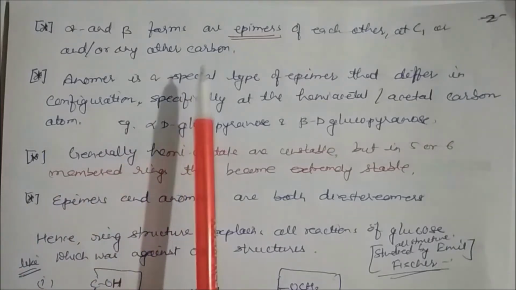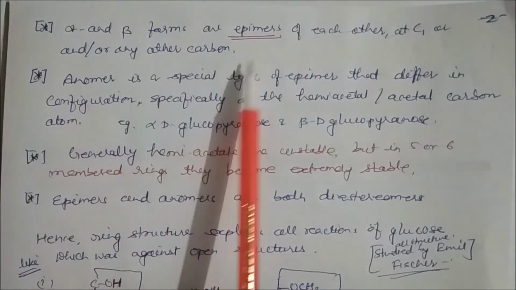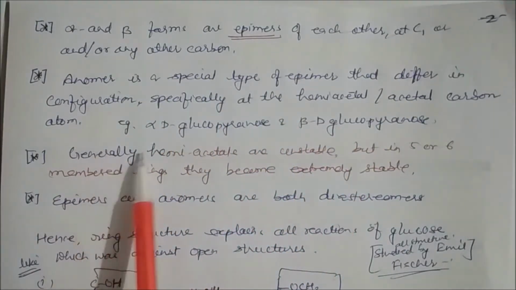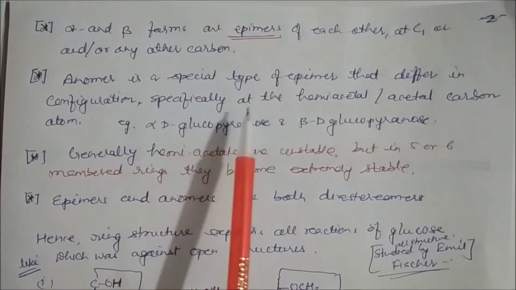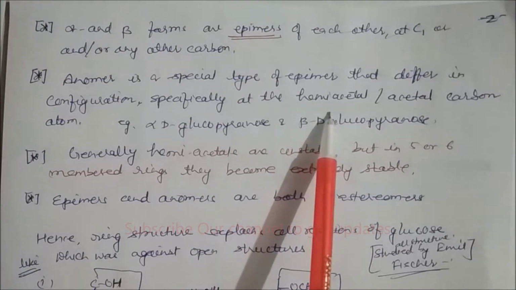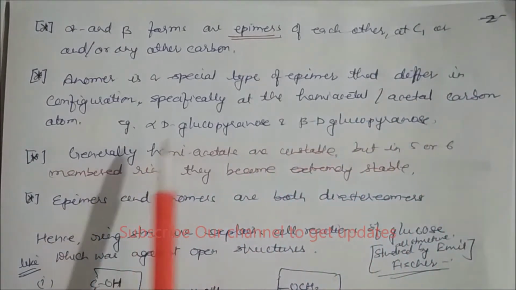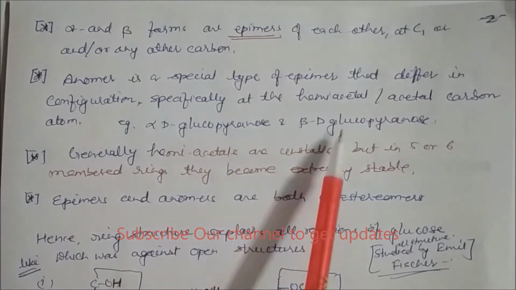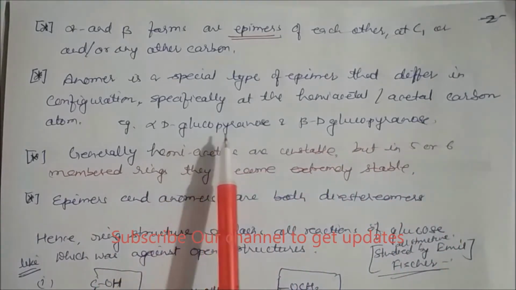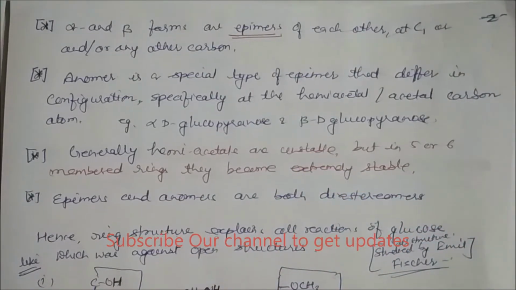Alpha and beta forms are epimers of each other at C1 or any other carbon that we have already seen, but an anomer is a special type of epimer that differs in configuration specifically at the hemiacetal and acetal carbon. We have seen in the previous lecture what hemiacetal and acetal carbon are. So alpha D glucopyranose and beta D glucopyranose, these are the hemiacetal carbons. So what is pyranose? This we will see after this, in the following session.